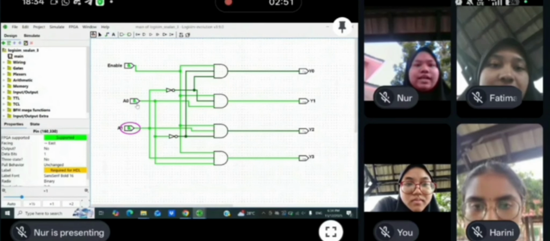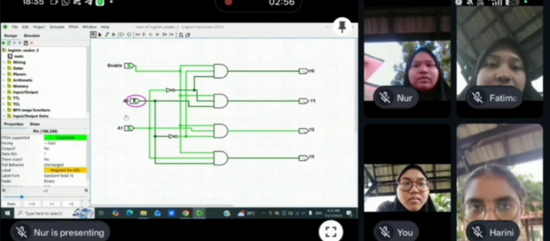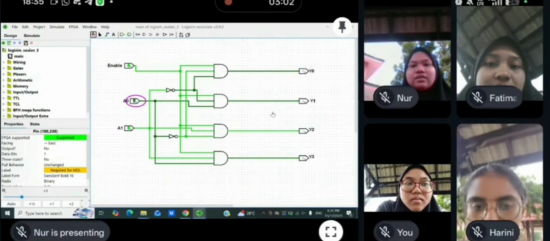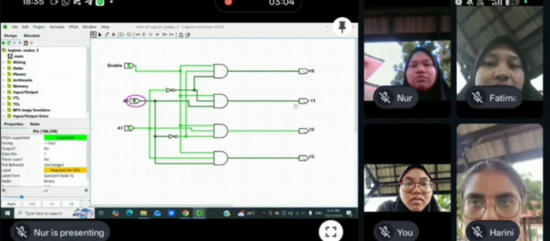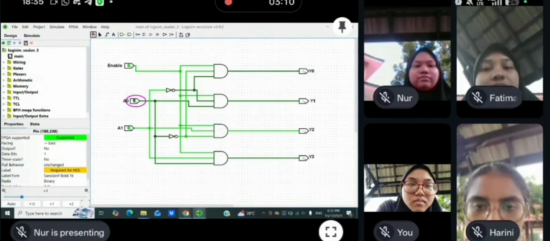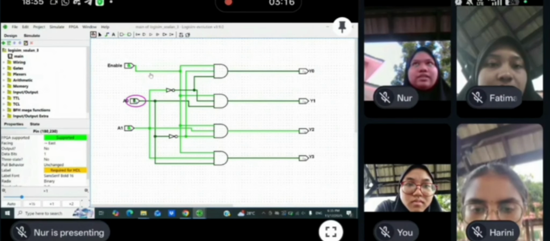If A0 is 0 and A1 is 1, the output will be 0 for Y0, 0 for Y1, 1 for Y2, and 0 for Y3. That is the simulation of the 2 to 4 decoder with enable.